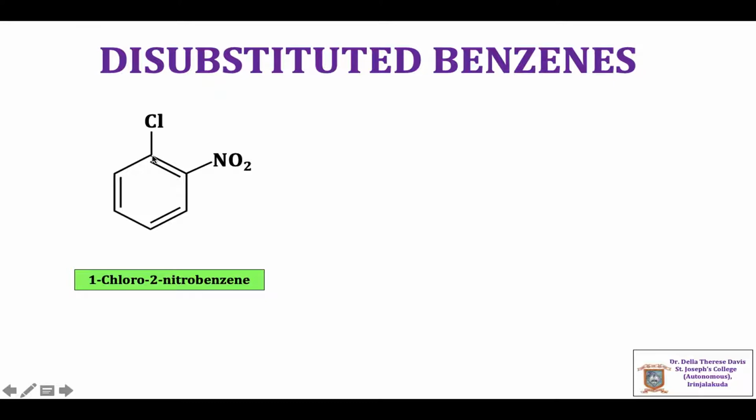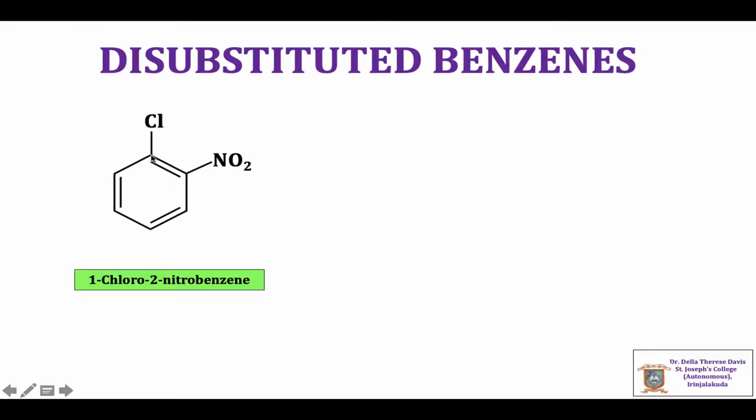In this molecule, there are two substituents. One is chlorine and the second one is a nitro substituent. So chloro and nitro. Considering the alphabetical order, C comes first. So we will fix the position of chlorine as 1. And we shall start the numbering of the ring.